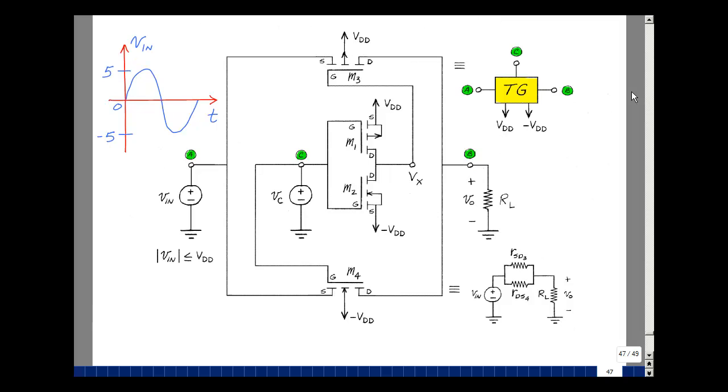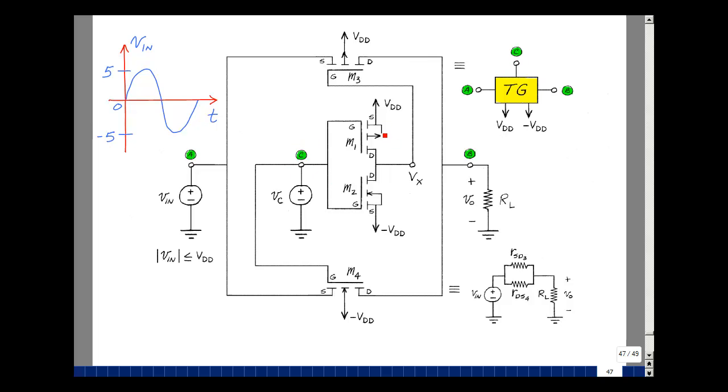Here we have the schematic of a transmission gate. It consists of an inverter that's here, and then two transistors on the outside of this. I'm going to label the nodes A, B, C, and then I'm going to draw this as a rectangle, where A is the input, B is the output, and C is going to be a controlling voltage.